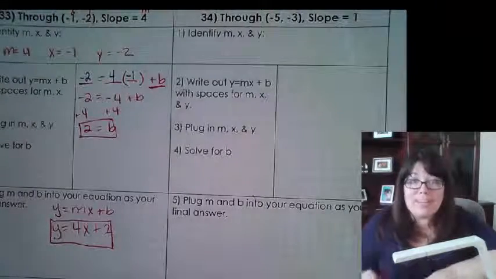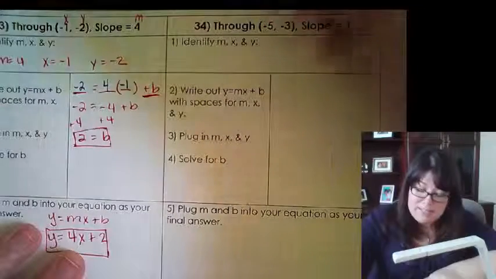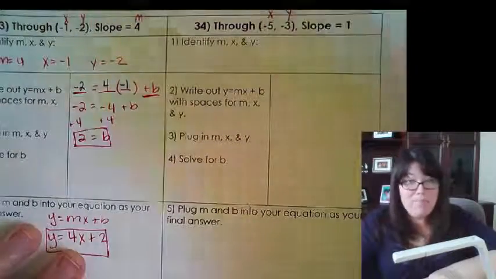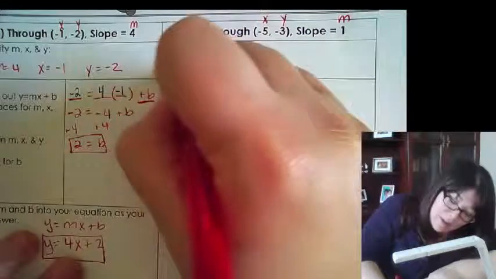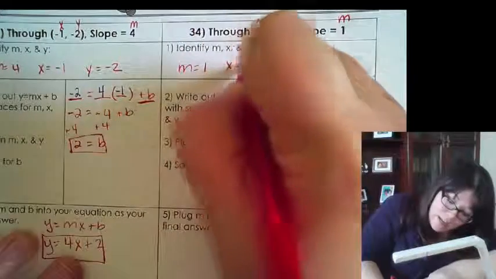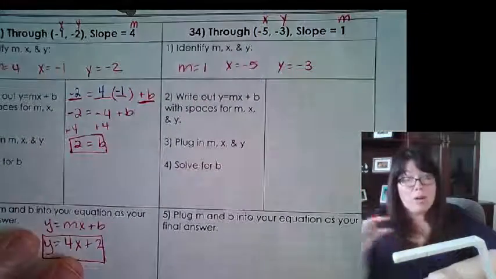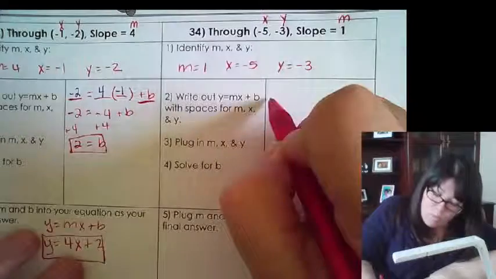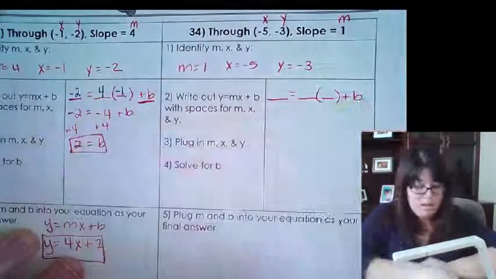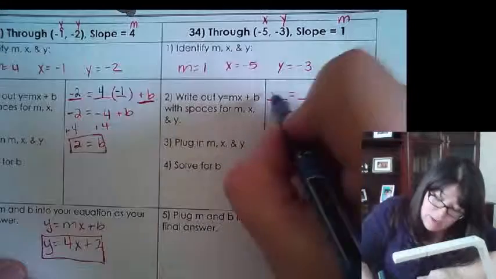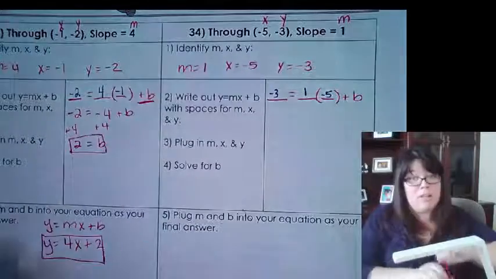Okay, so we're going to go through this together just to make sure that you were able to get this. Ordered pair means this is our x value, this is our y value, and slope means that this is m. So that means m equals 1, x equals -5, and y equals -3. Good to go. Now we're going to write out our equation with our spaces. Y equals m x plus b. Y is -3, m is 1, x is -5. So that's where you should have plugged those in.